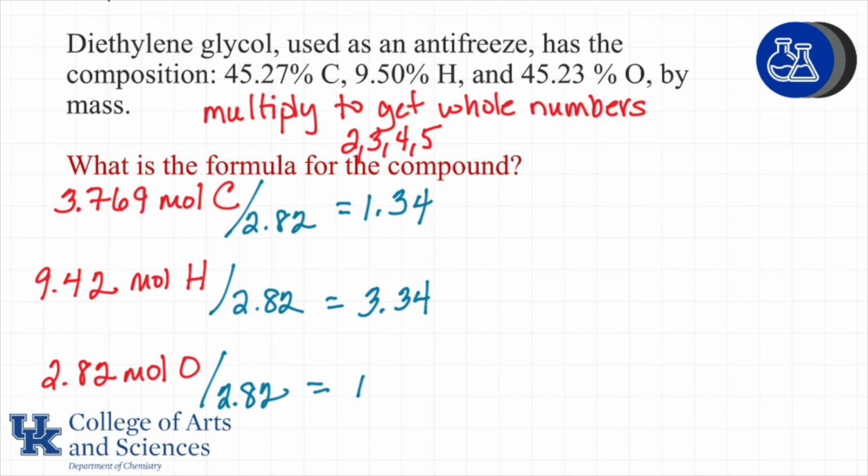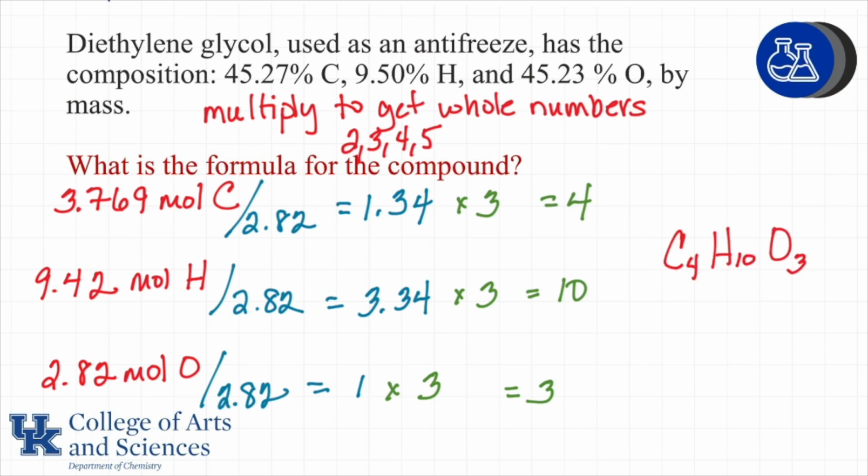We're going to multiply all of these by 3, and we get 4 moles of carbon, 10 moles of hydrogen, and 3 moles of oxygen, which gives us the formula C4H10O3. So that is the empirical formula for diethylene glycol.